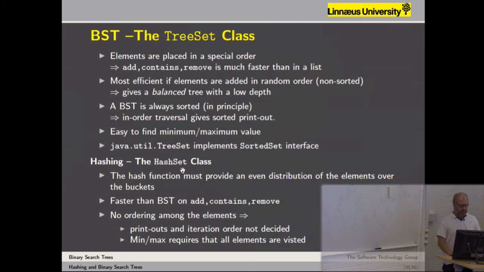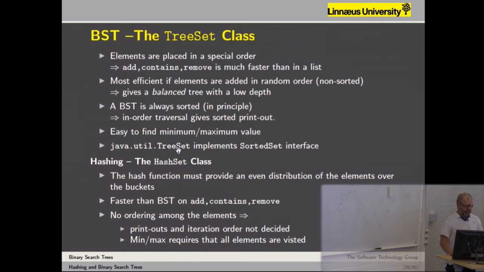Okay. So binary search trees, this is the technique used in the TreeSet class in the Java library. Elements are placed in a special order. That means add, contains, remove is much faster than a list. Most efficient if elements are added in random order. This gives a balanced tree with low depth. They are always sorted. An in-order traversal gives sorted printout. Easy to find minimum and maximum.